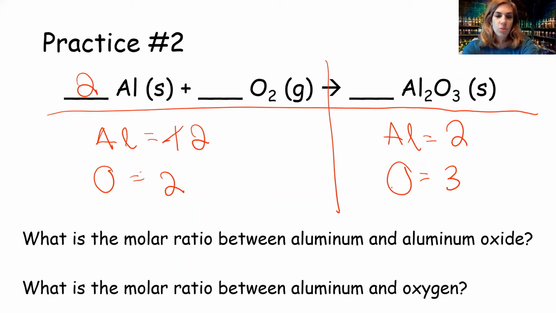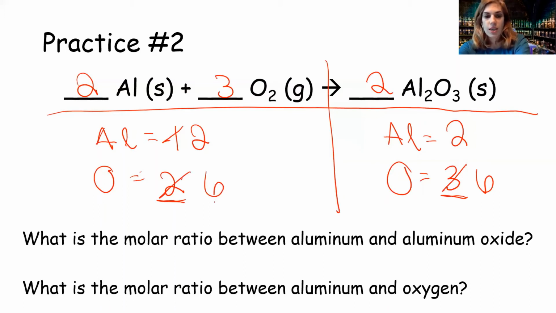When you're stuck between something like 2 and 3, the best thing to do is think about what number they both have in common. So in this case, they both have 6 in common. So if we were to make this so that we have 6 oxygen, we can add a 2 here and a 3 here. That makes the oxygens balanced, but now we need to update our aluminum count as well. Now we have 4 aluminums and once again 6 oxygen atoms.